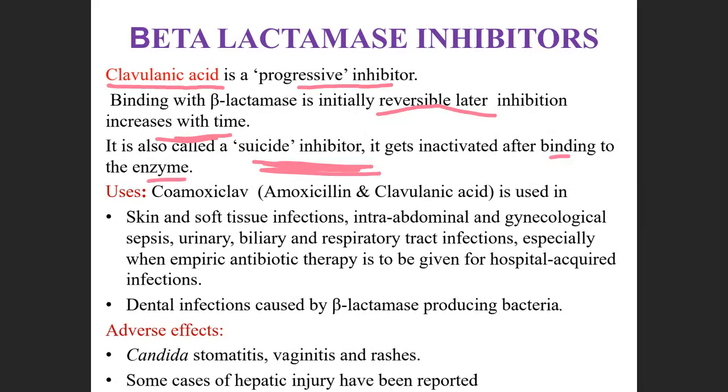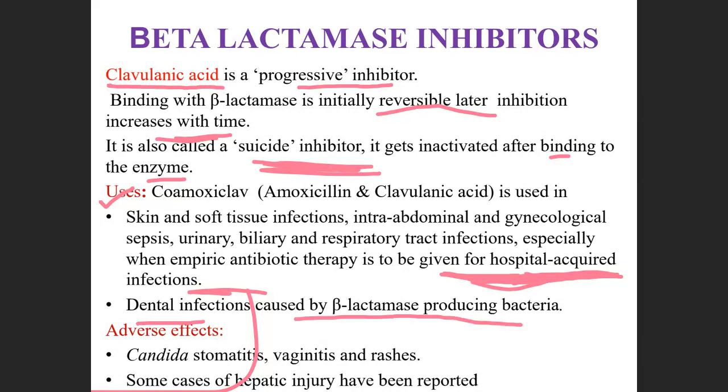Here the combination of amoxicillin and clavulanic acid is used for skin and soft tissue infection, intra-abdominal and gynecological sepsis, urinary or biliary and respiratory tract infection, especially in empiric therapy where the antibiotics are to be given in hospital-acquired infection. So what is hospital-acquired infection? Sometimes patients or the people who are working in the hospital may get some hospital-acquired infection. In that case, this type of drug is very useful. The next use is in dental infections caused by beta-lactamase producing bacteria.